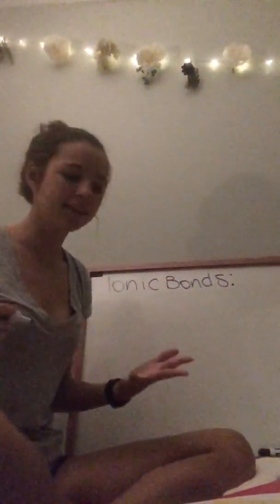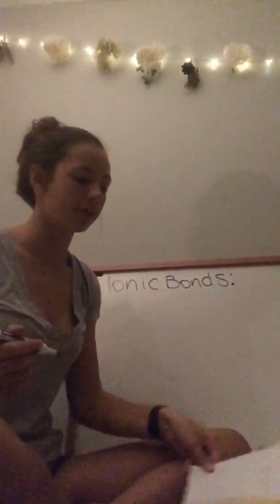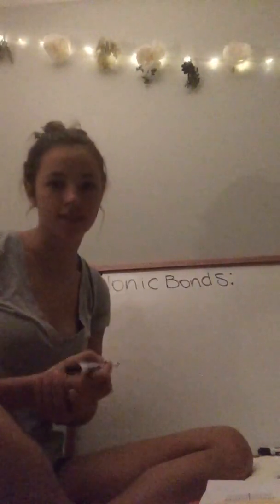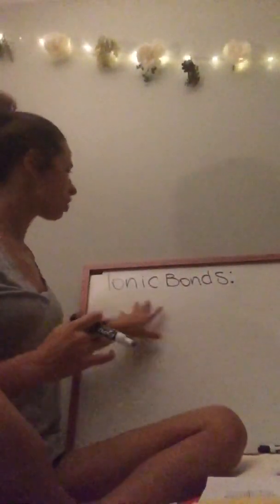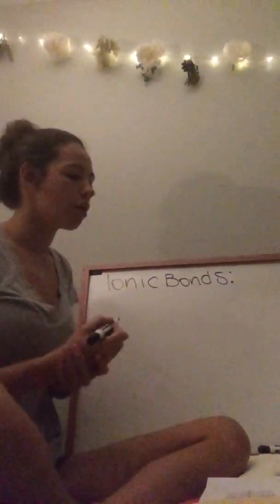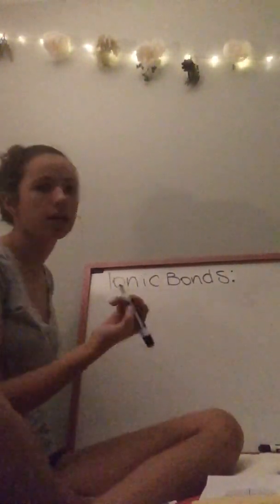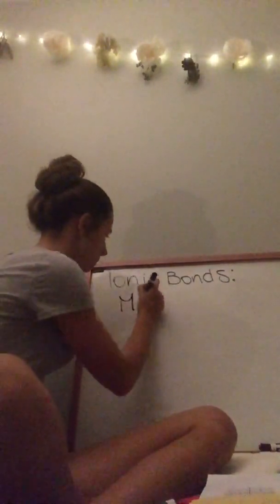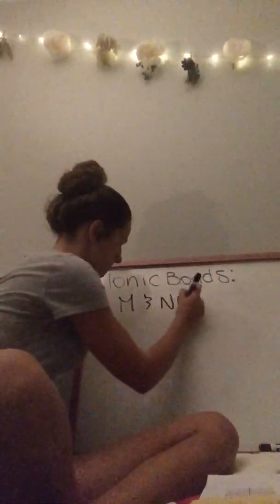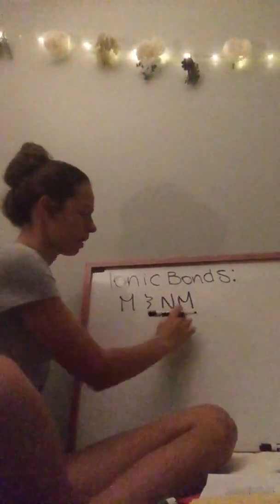Okay, so finally we're going to be talking about the interactions between all of the bonds, and then just a quick recap of everything that we talked about today. So we're going to start off with ionic bonds. For ionic bonds, it's going to be between a metal and a nonmetal. So I'm just going to write M and then NM. Okay, so we have our metal and we have our nonmetals.